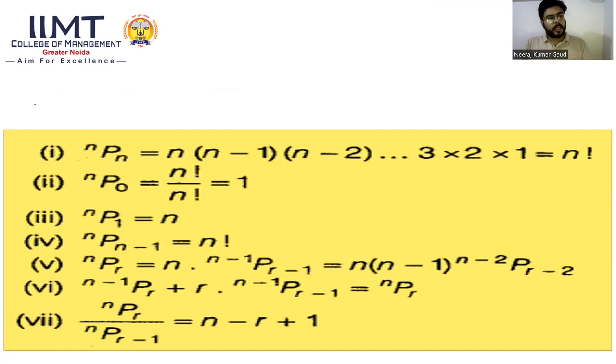The fifth property is nPr, which is n × (n−1)P(r−1), which is also equal to n(n−1)(n−2)P(r−2). The sixth property is (n−1)Pr + r × (n−1)P(r−1), which is equal to nPr. And the seventh property is nPr upon nP(r−1), which comes out to be n−r+1.